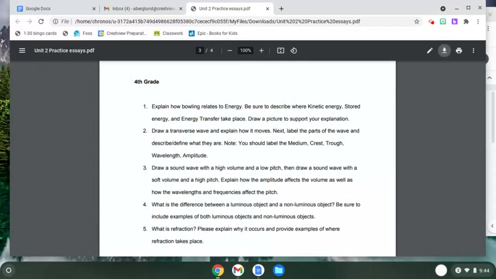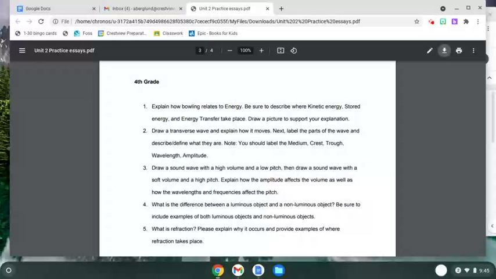Okay. Question number 2. Draw a transverse wave and explain how it moves. Next, label all the parts of that wave. So again, you're going to have to draw a transverse wave, and in the drawing, I want you to label and indicate where each part of the wave is. Next, underneath the drawing, I want you to describe or define what those parts are. So what is the crest? What defines what the amplitude is? All the parts I want you to label and explain are the medium, the crest, the trough, the wavelength, and the amplitude.